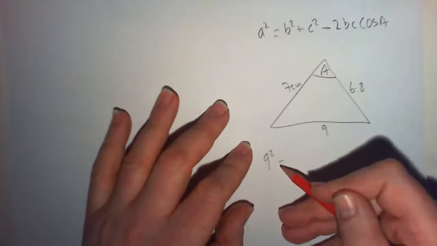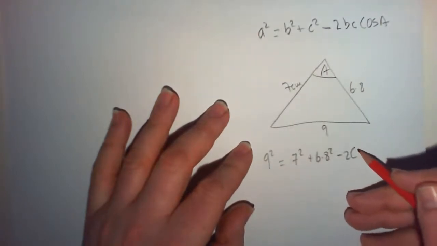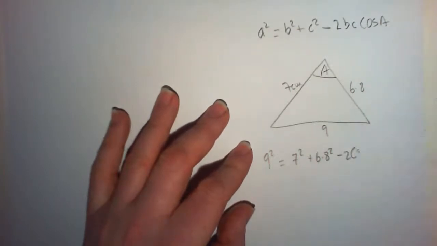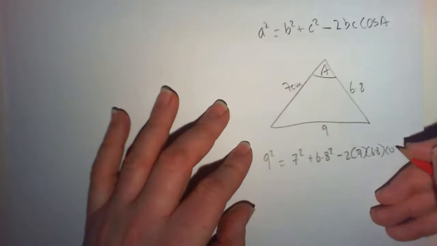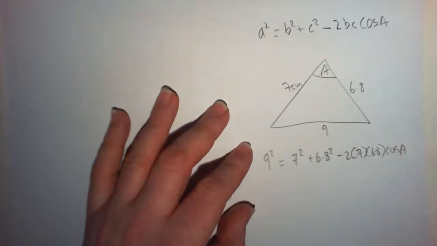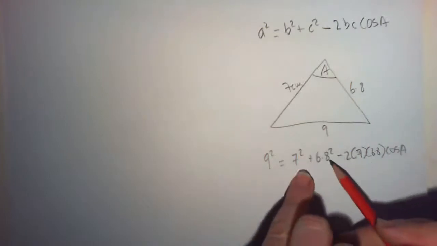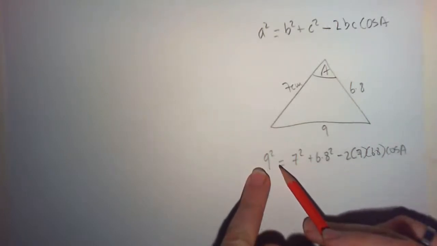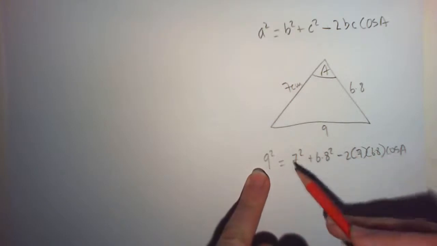9 squared is equal to 7 squared plus 6.8 squared minus 2 times 7 by 6.8 by the cos of A. So I just need to get A. So you can see what you're dealing with here: when you bring these two over, that's just a subtraction. Then you're dividing across by a negative, and then you're inversing the answer.